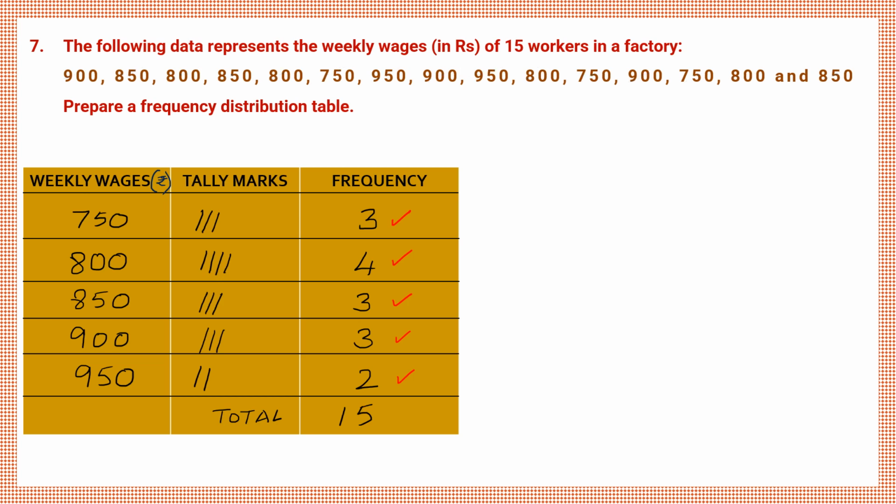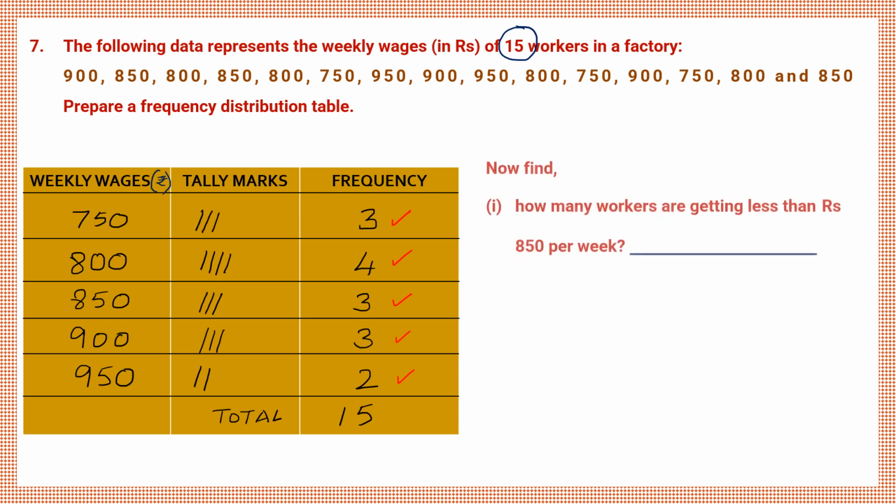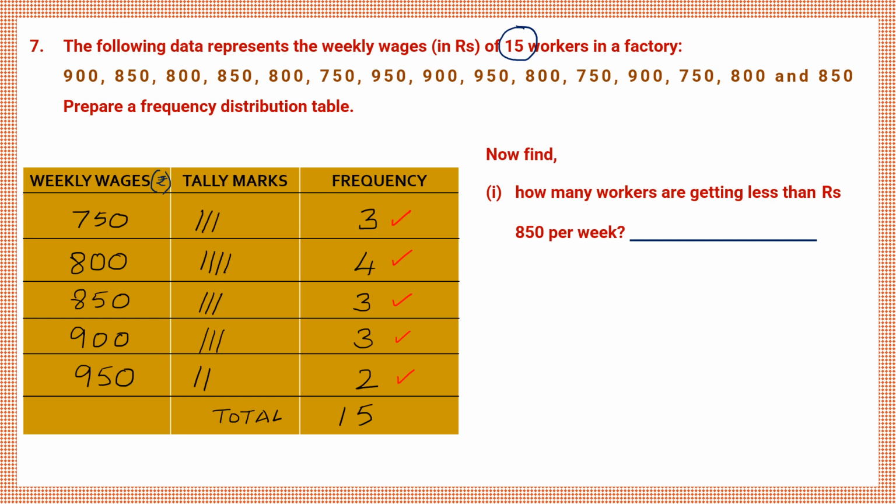Now we need to check and see if there are 15 observations. As it's given in the question, 15 is there. Okay, so we don't have to really count. It's already given to us. So we have prepared a frequency distribution table based on this question. Now we have to answer these questions.